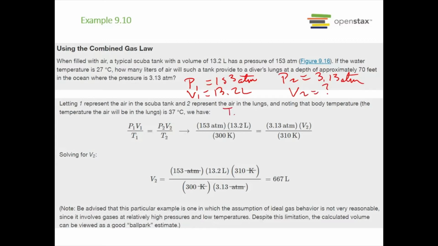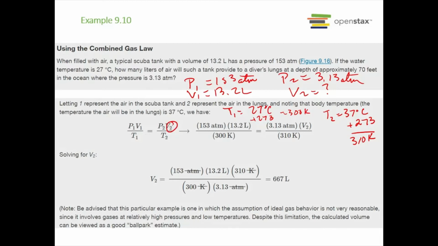But then we also see temperature changes. So T1 is 27 degrees Celsius plus 273, which gives us 300 Kelvin. And then one thing that they give us is, this is a person, so their lung air temperature, that's our T2, is 37 degrees Celsius plus 273, which is 310 Kelvin. So now we have everything except for V2.